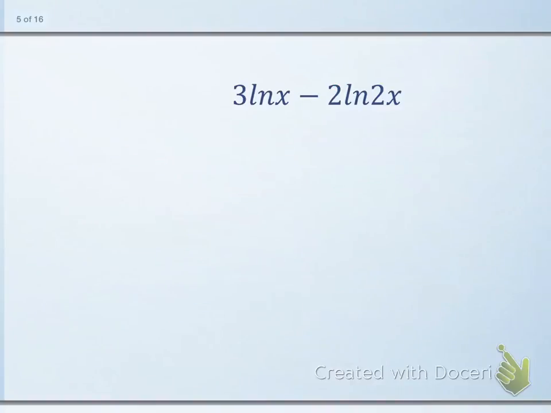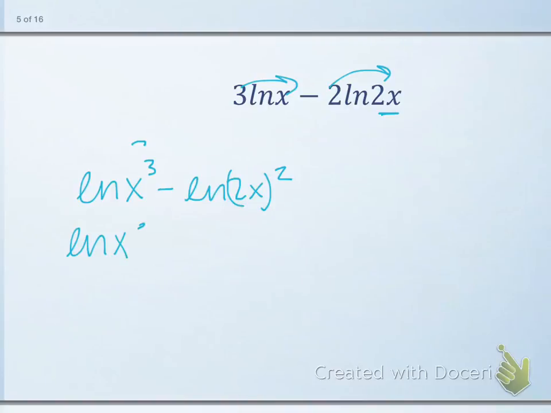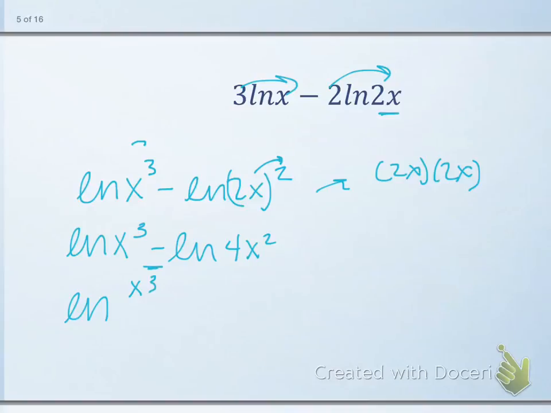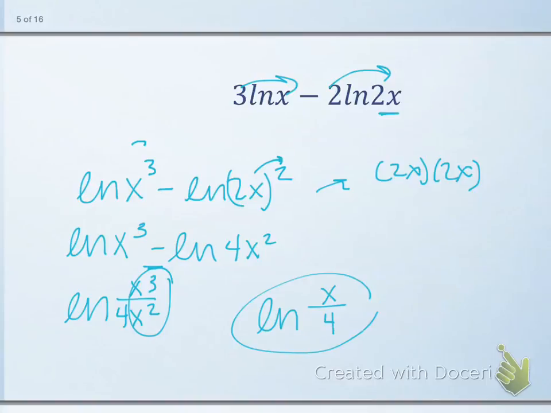Okay, so my next one, we got to send the 2 back and the 3 back. So I'm going to get natural log of x cubed minus natural log of 2x. The whole thing is squared. That 2 is attached to both of those. Okay, so if I simplify that, that's 2x times 2x because it means it's written twice. So I got 4x squared. When I take 2x times 2x, I get 4x squared. And then the subtraction sign means we are dividing. So I got x cubed over 4x squared. If I simplify my x's, I would get 1x left on top and a 4 left on bottom.